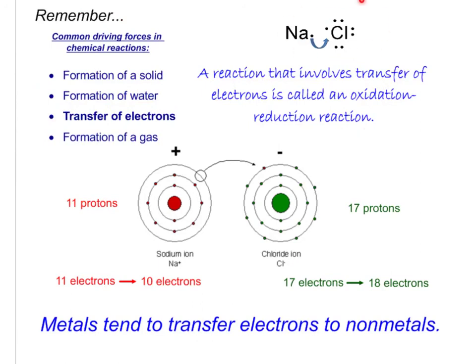We know that metals tend to transfer electrons to nonmetals. So here we have our metal and our nonmetal. We have a transfer of electrons happening. Sodium starts out with 11 protons, 11 electrons. It loses one of those so that it only has 10 electrons, so it becomes positively charged, whereas the chlorine has 17 protons, 17 electrons, and it gains that electron to have 18 electrons, so it becomes a -1 charge.